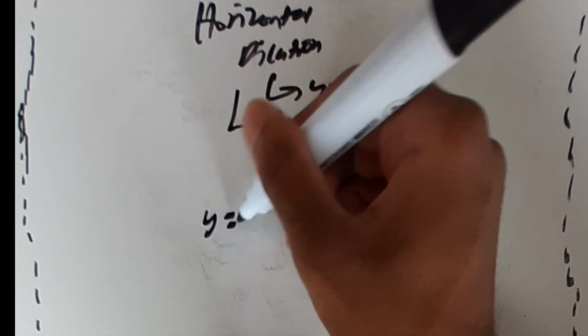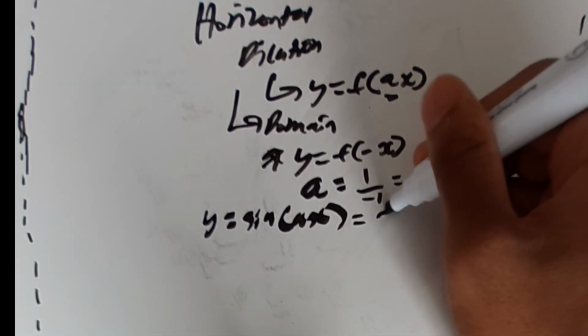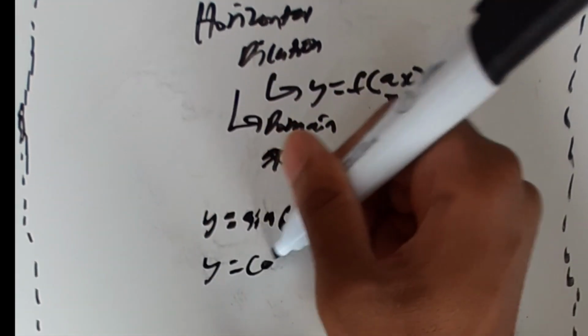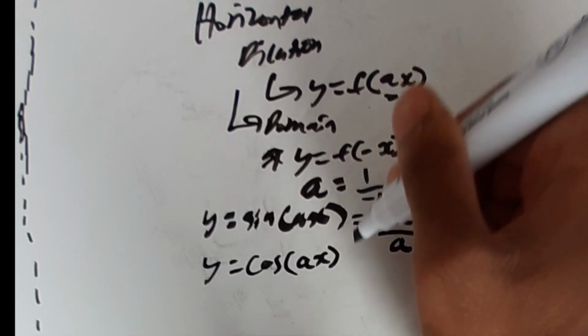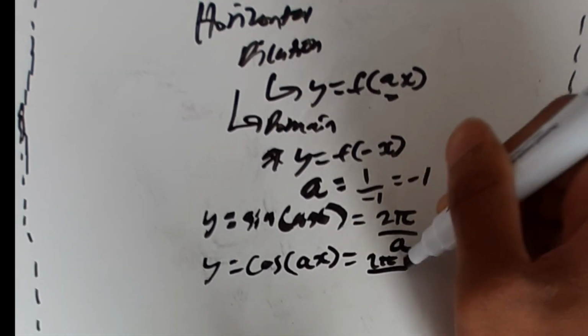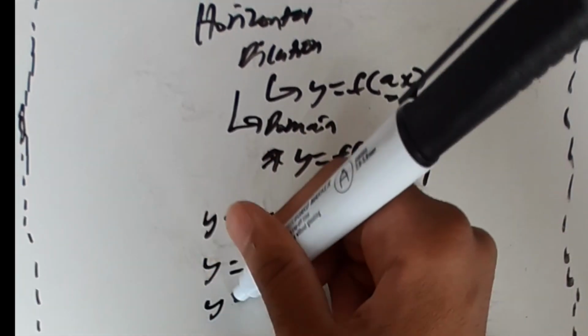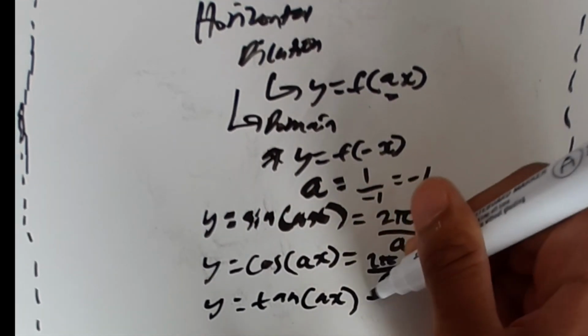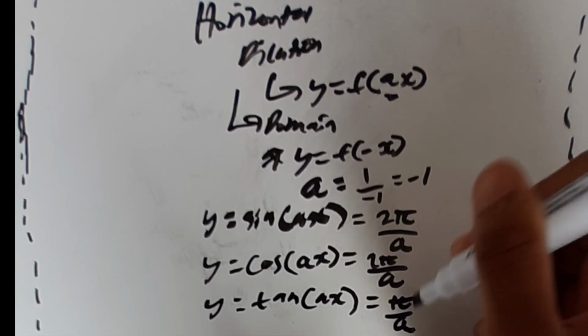Specifically, y equals sine ax has a period of 2 pi on a, y equals cos of ax has a period of 2 pi on a, and y equals tan of ax has a period of pi on a.